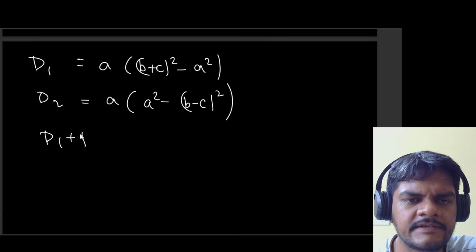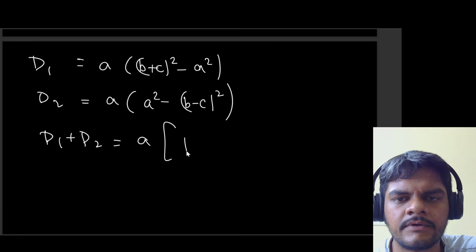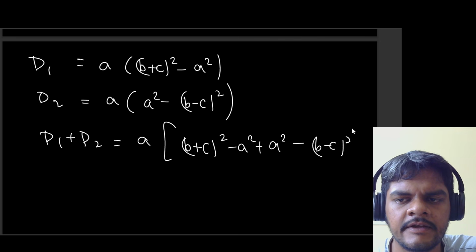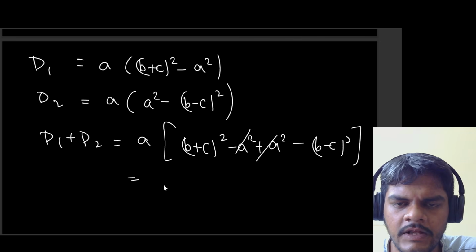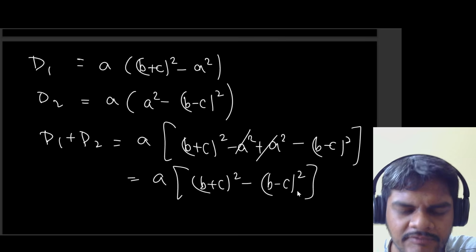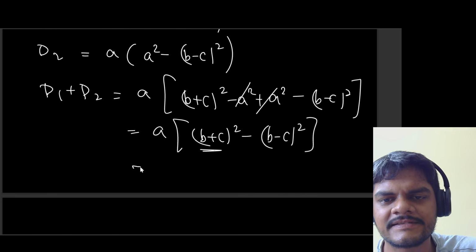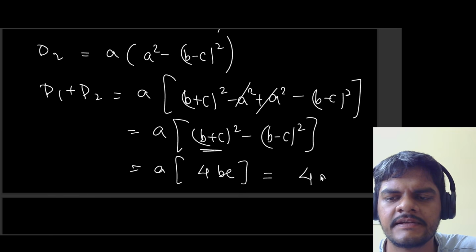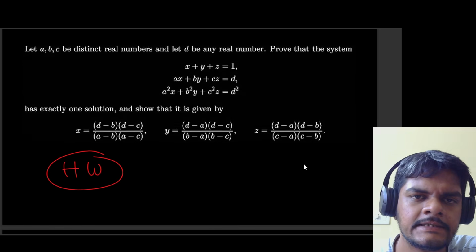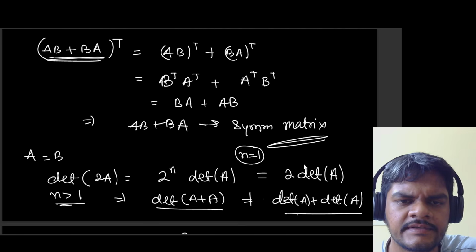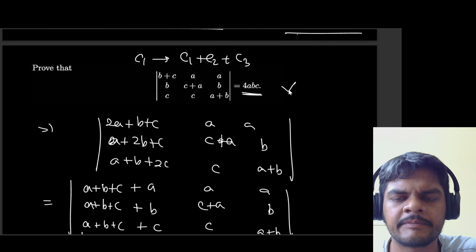If you add D1 plus D2, it is simply A into B plus C whole square minus A square plus A square minus B minus C square. So this is A into B plus C whole square minus B minus C square. That was easy to see, this is simply A into 4BC, right? So the overall answer is 4ABC. Yep. So whatever we wanted to prove, we wanted to prove 4ABC.